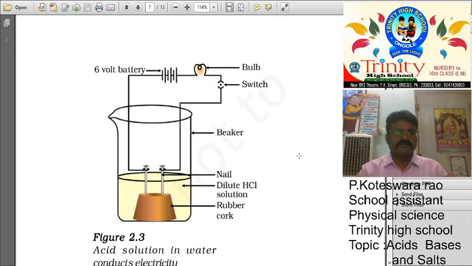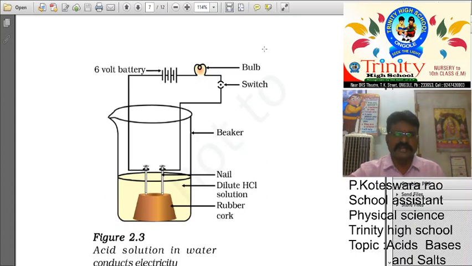First of all, what is our aim? The aim is to test whether all substances having H+ are considered as acids or not. What are the materials required? We already discussed. The materials are 2 colored wires, 100 ml beaker, 2 graphite rods, 230 volts AC plug, bulb, and if necessary, a switch also.